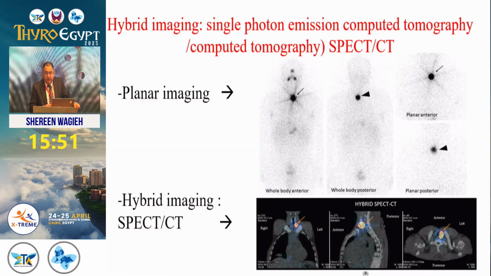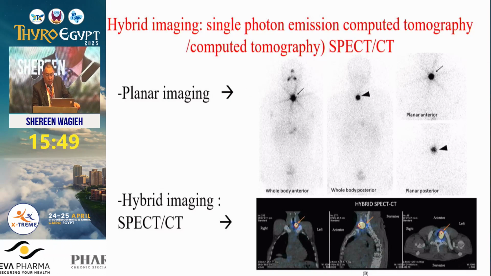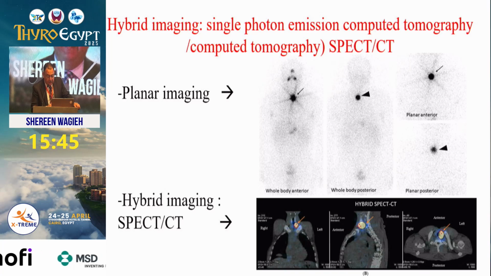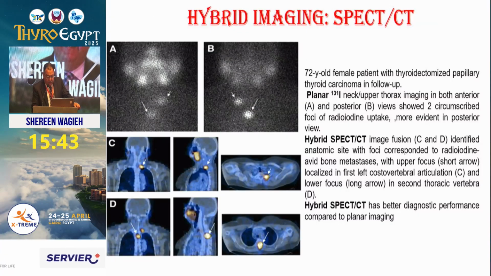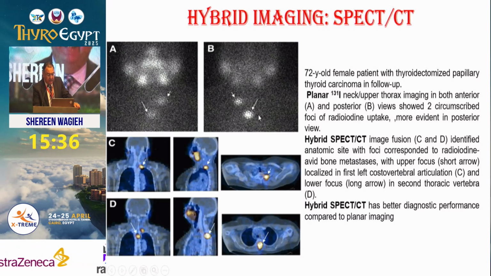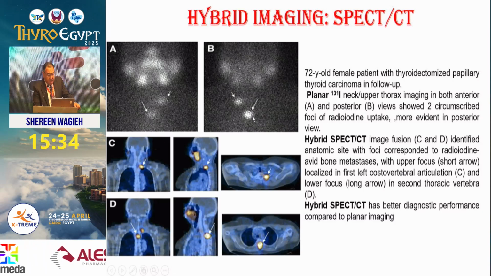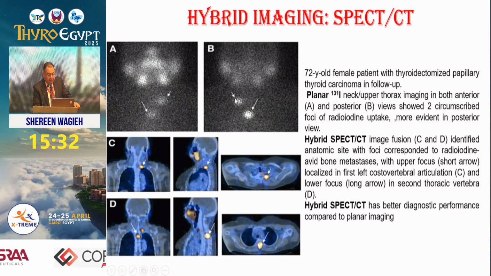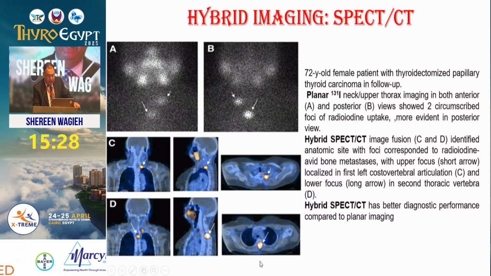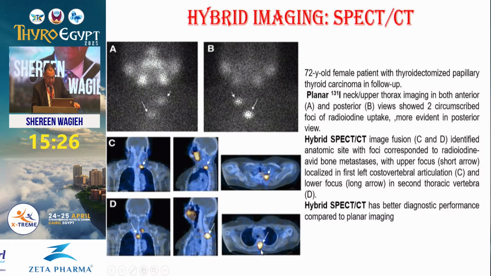Also, some new scanners have a CT component, so we can do what is known as SPECT CT for better localization of the lesions together with higher diagnostic performance. This is an example of this. Here in planar images, we can see two well-defined rounded areas of iodine avidity in the neck. You might suggest that they may be in the thyroid bed or in the cervical lymph nodes, but SPECT CT here localized this lesion as a bone metastatic lesion. The largest one is here seated in the second thoracic vertebra.